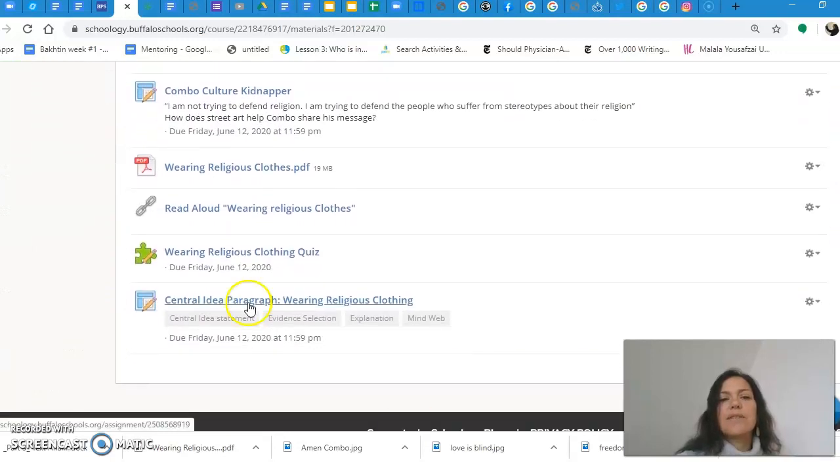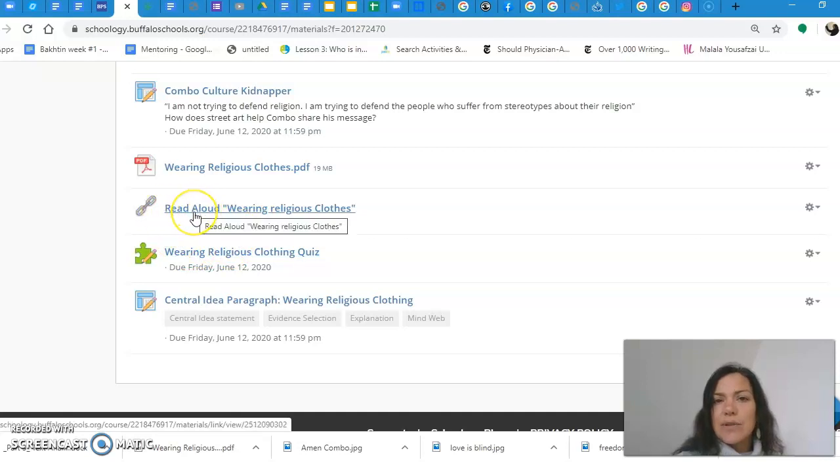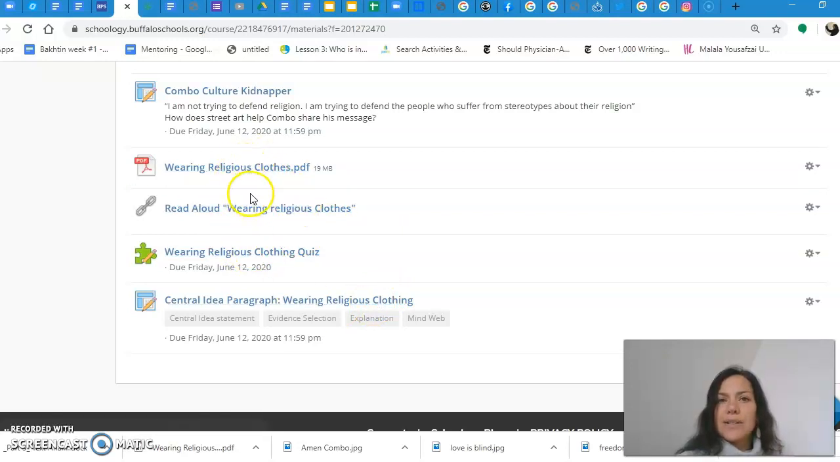And then you're going to read the Newsela article, Wearing Religious Clothing. There is a link here if you'd like to hear that article read aloud. You are going to take the quiz and write your central idea paragraph. This article is about Jewish people in France who feel unsafe when they wear a kippah, which is a hat. This small hat shows others that they are Jewish, and some people were being attacked for showing their religious faith. So you're going to read about that.